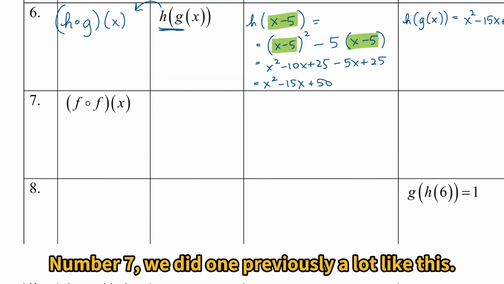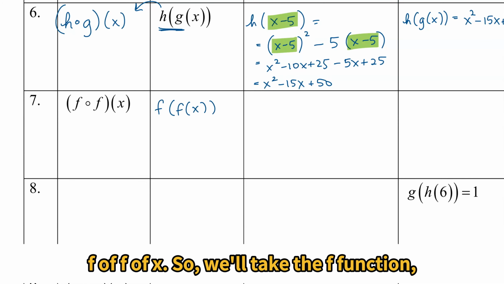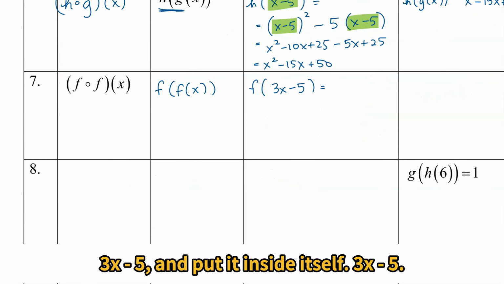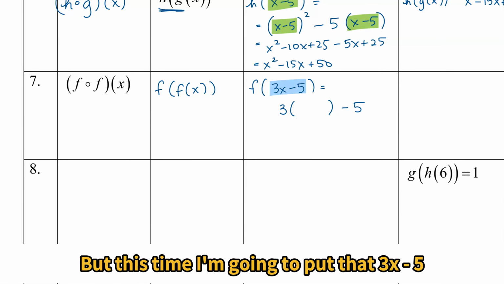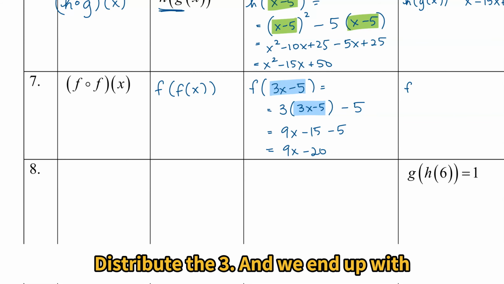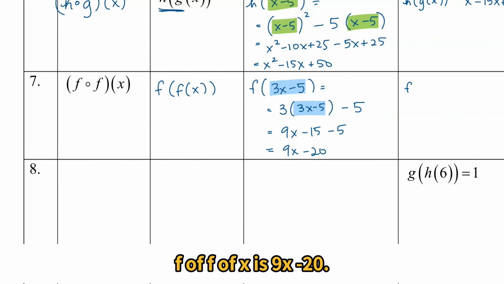Number 7, we did one previously a lot like this. f of f of x. So we'll take the f function, 3x minus 5, and put it inside itself. So 3x minus 5. But this time I'm going to put that 3x minus 5 in where x used to be. And now we simplify. Distribute the 3, and we end up with f of f of x is 9x minus 20.